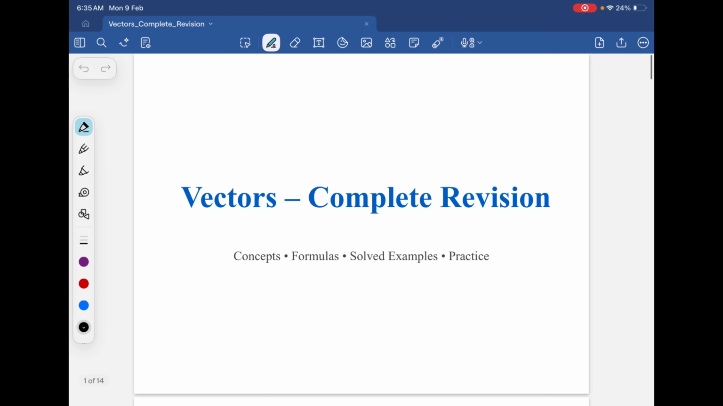Okay, this topic is very important for both foundation level, NEET and JEE level. Okay, now coming to what are vectors? Vectors are those physical quantities which have both magnitude and direction. Okay, two terms are important here. What are they? Magnitude and direction.